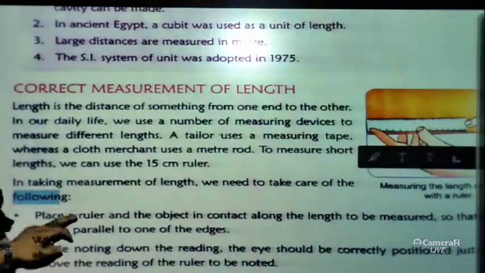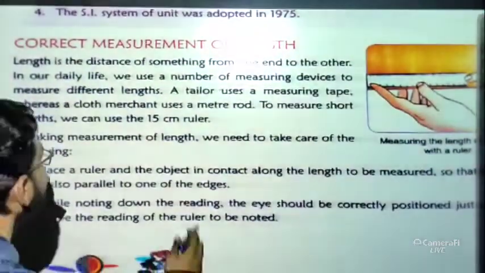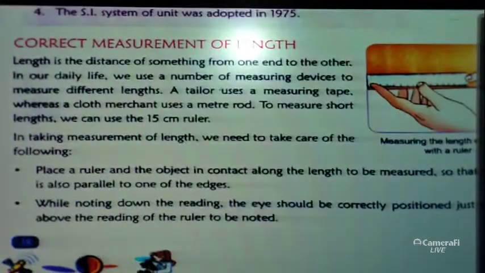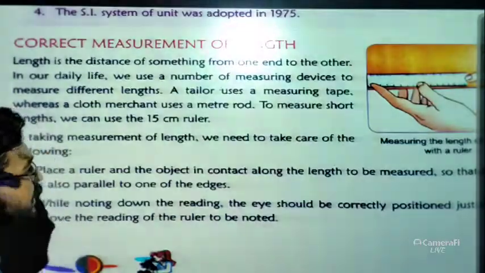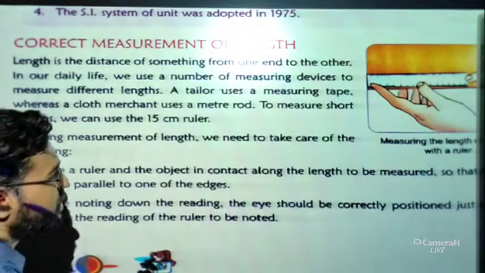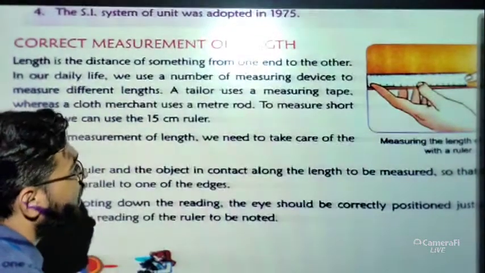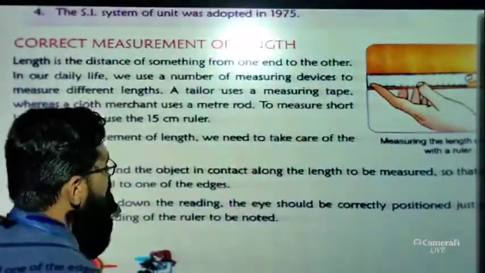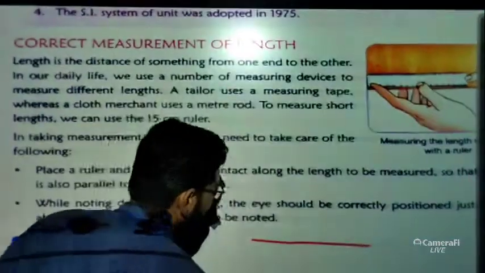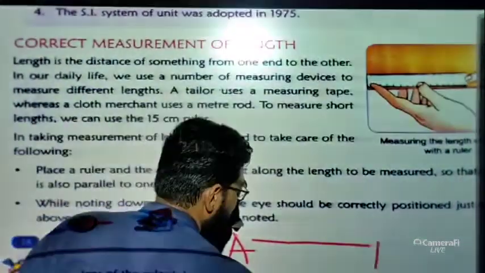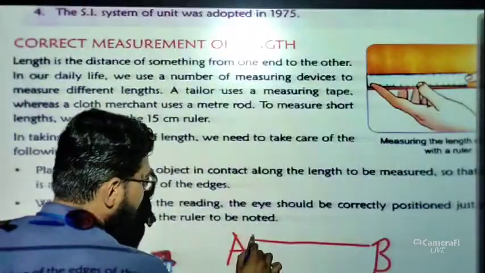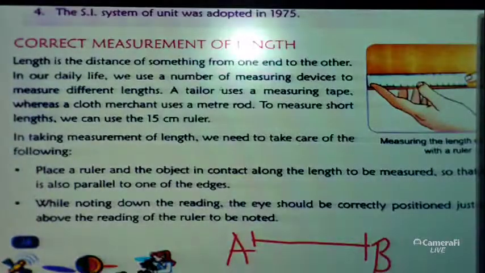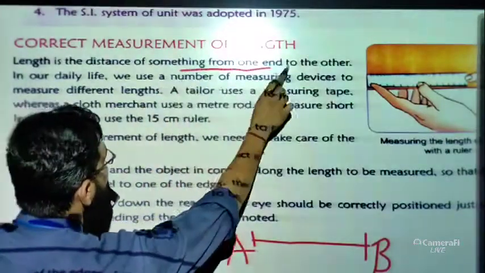Okay. Now just have a look. The next part is the correct measurement of length. How do we take the correct measurement of length? What is the process? Now, length is the distance of something from one end to the other. We have known that if this is a point, the previous thing that we have taken, so what is the length? Length means from this point to this point. This is the length of this straight line. So the same is written: something from one end to the other.